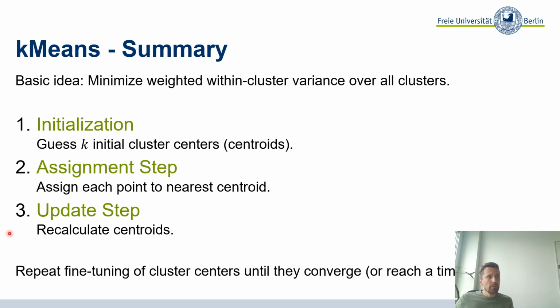So let's sum up. K-means is really an algorithm that fits on one slide. The basic idea here is to minimize the within cluster variance. So the distance of all the points to the cluster center within a cluster, summed up over all clusters, should be minimized. And we initialize by randomly choosing cluster centers. Then we repeat these two steps. First, we assign points to these clusters, and then we update the cluster centers to represent those data points correctly. And we do this until we converge or we reach a time limit.